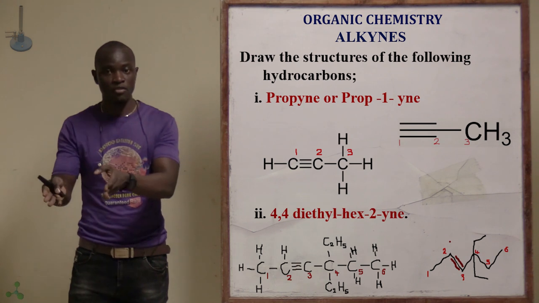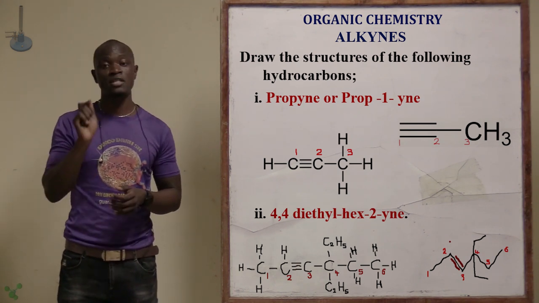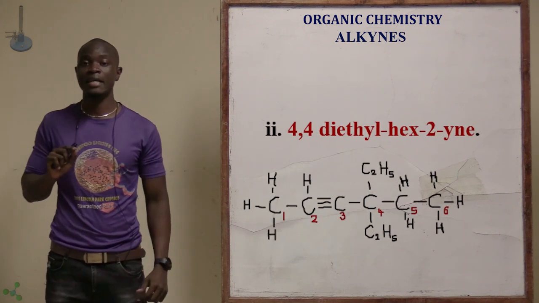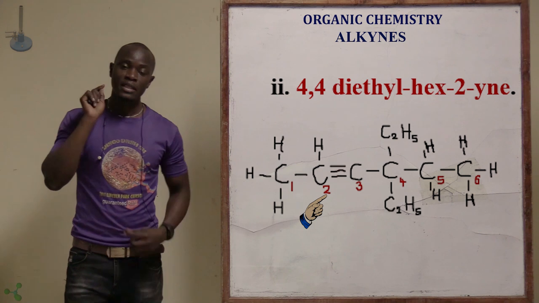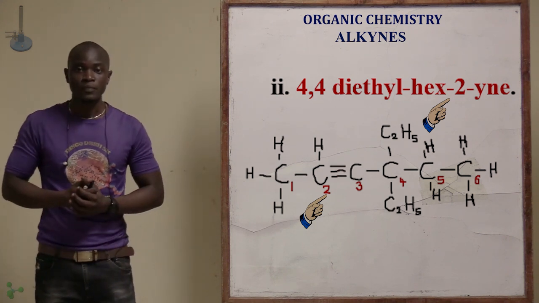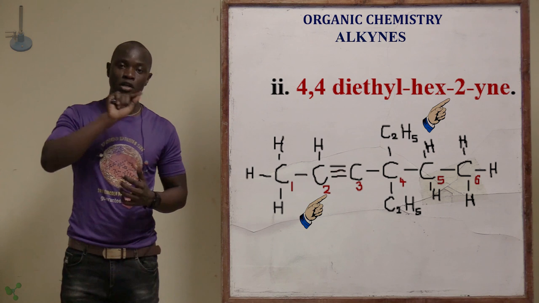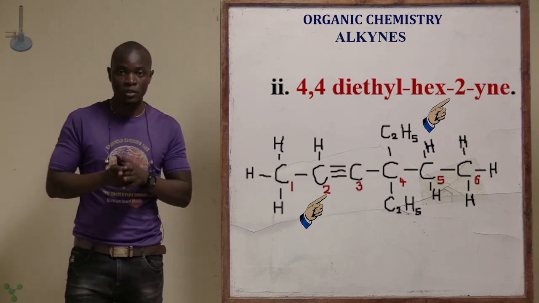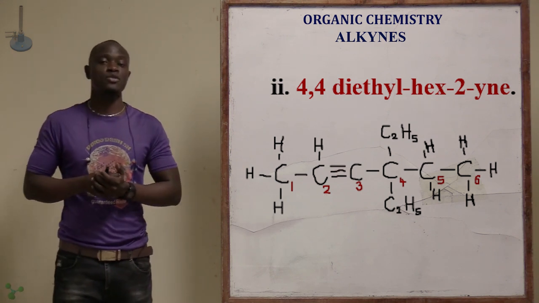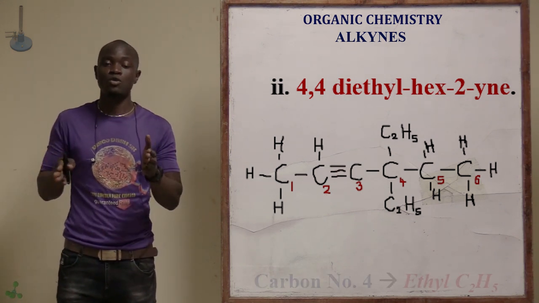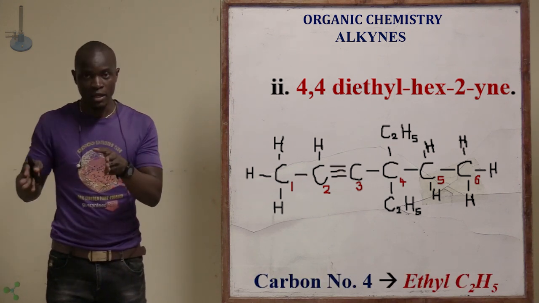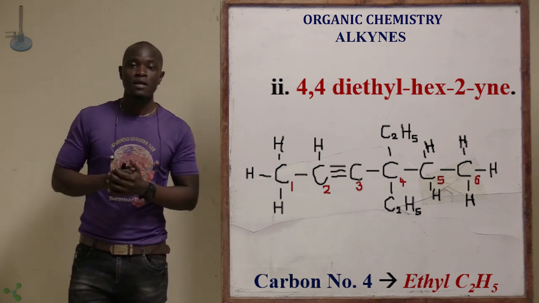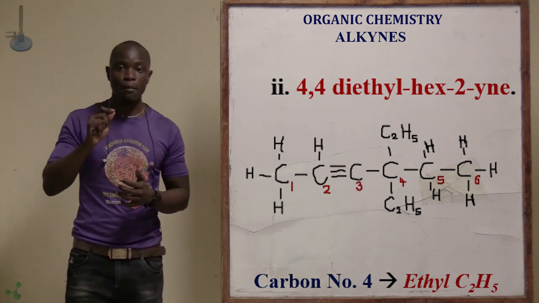After doing that, go back to the information. Where is the triple bond? The triple bond falls immediately after carbon number two, because the statement is telling us 2-yne. So after carbon number two, draw the triple bond. And that is the structure of hex-2-yne that you have drawn. Now let's go back to the question and see what it is asking. We have been told that we have 4,4-diethyl. So the branch is eth, meaning we have two carbons for the branch. So go back to the information and locate carbon number four.